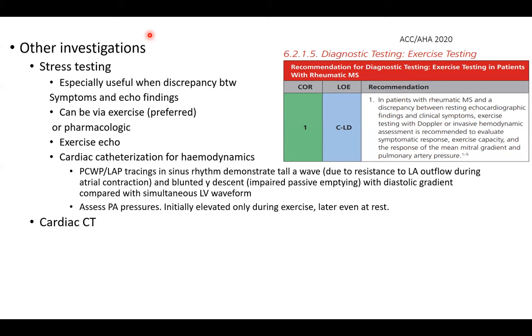We can assess the pulmonary artery pressures on cardiac cath. And in earlier or milder disease, they usually have them only during exercise, but later, even at rest, we could also do cardiac CT. So doing exercise stress testing is a class one recommendation from the ACC/AHA 2020 guidelines, if you have discrepancy between echo and clinical symptoms, or if you have inadequate echo assessment.